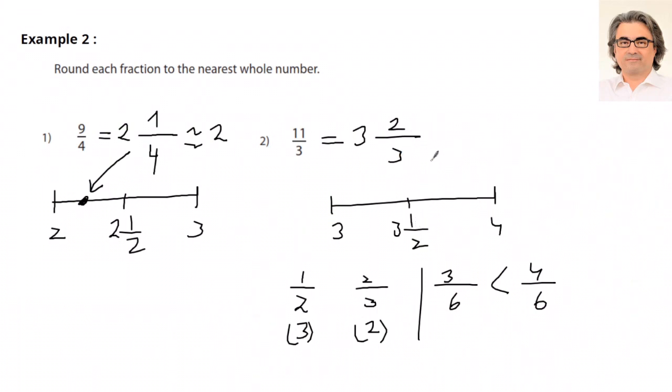So my number is between 3 and 1 over 2 and 4. My number is between them. Maybe here, for example. So 11 over 3 is closer to 4 than 3. The result is 4 here. This is the rounding. I think you understand the meaning of rounding.